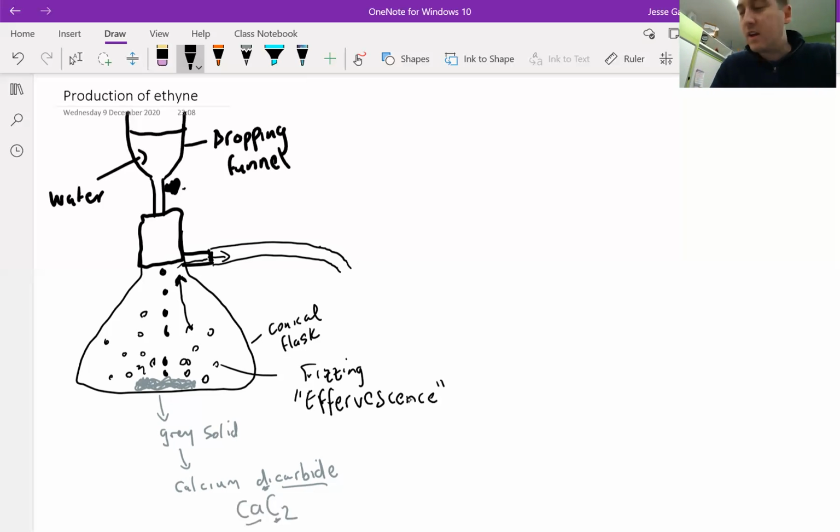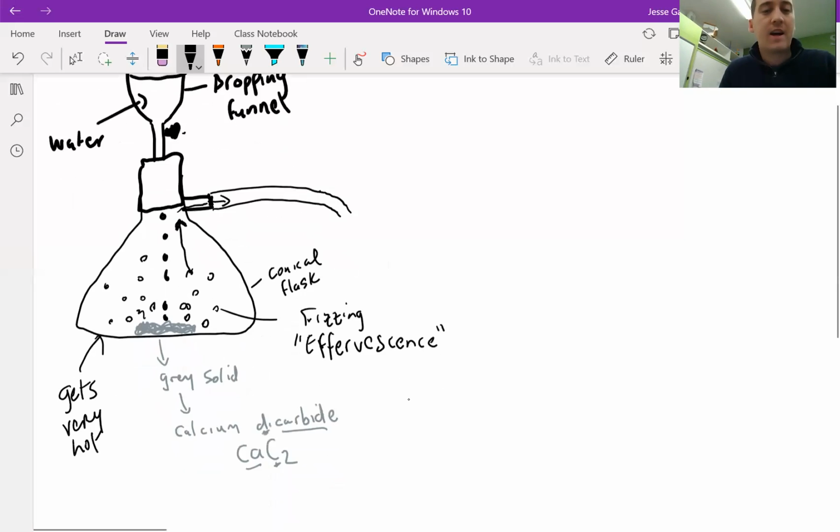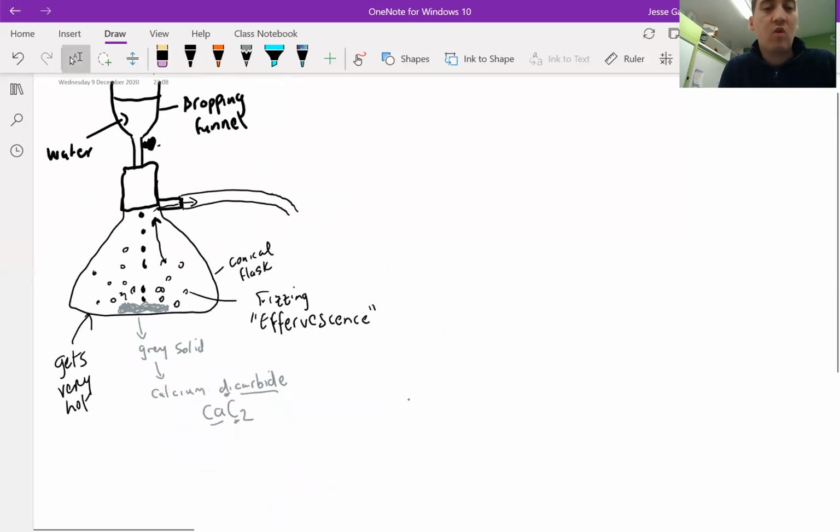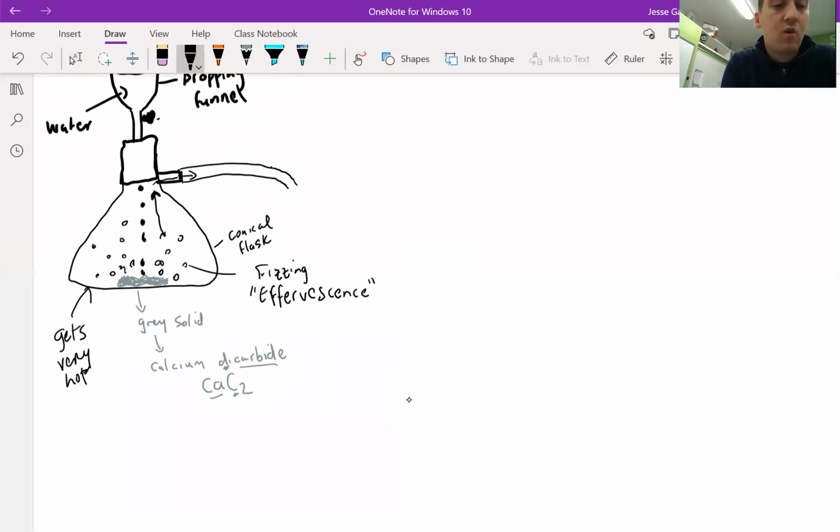Another important thing is that this reaction vessel gets hot. It gets very hot. You can actually see some water evaporate. You can almost see a smoke in there. It's because the water vapor being created is turning into a gas pretty quickly because the reaction is quite hot.